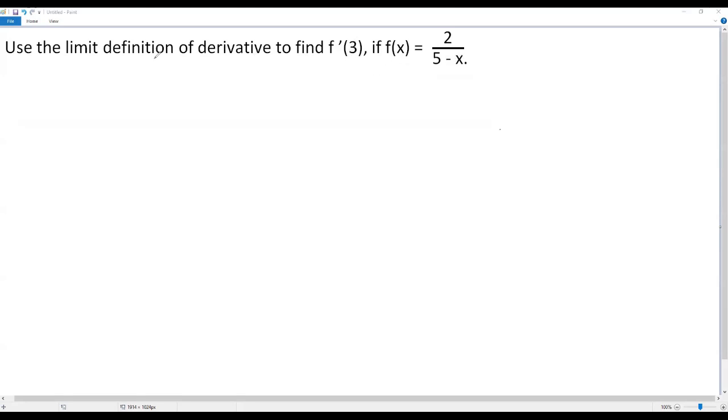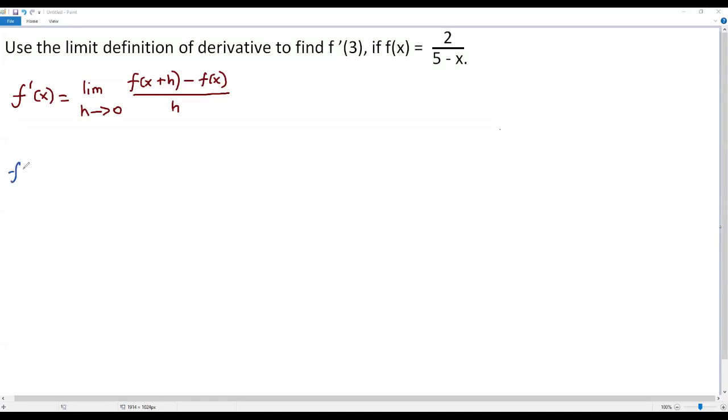So using the limit definition of derivative, first we have to find f prime of x. Once we get f prime of x, that is the derivative of f of x, we have to plug in 3 for x into the f prime of x. First let me write the formula for the limit definition of derivative. Here we have the formula. Now I'm going to continue this formula for the given function f of x.